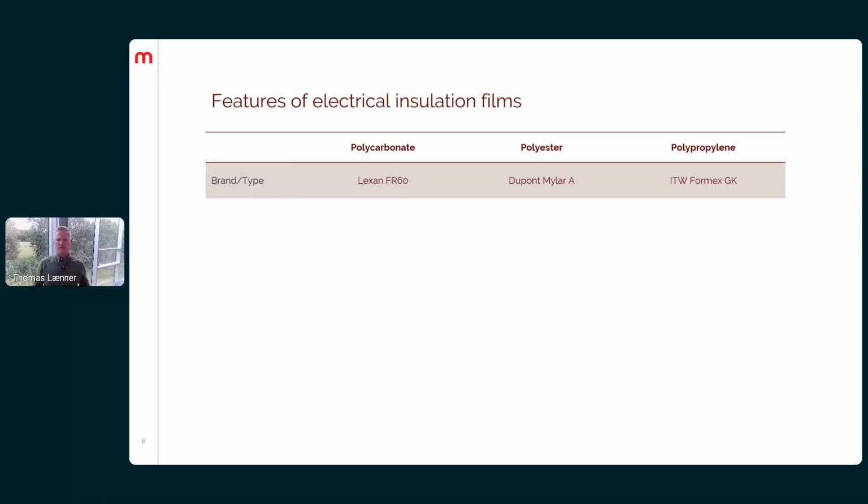So we purchase materials from the leading manufacturers of insulation films, such as Lexan, Mylar, DuPont, and ITW Formex. And under each here, I have listed the brand and type for a polycarbonate, a polyester, and polypropylene. For the polycarbonate, we use the Lexan FR60, where the FR stands for flame retardant. For polyester, we most commonly use the Mylar A from DuPont. And when it comes to polypropylene, we use the Formex GK from ITW.